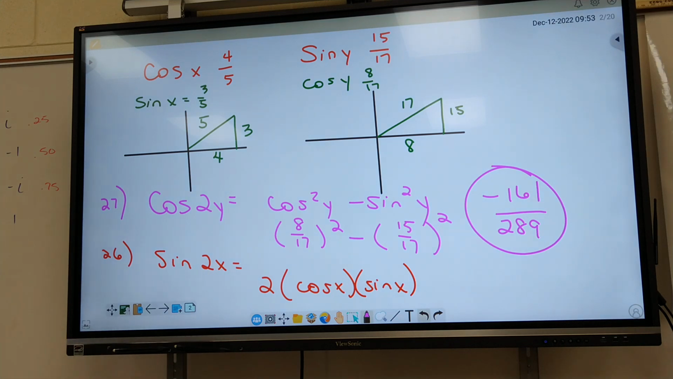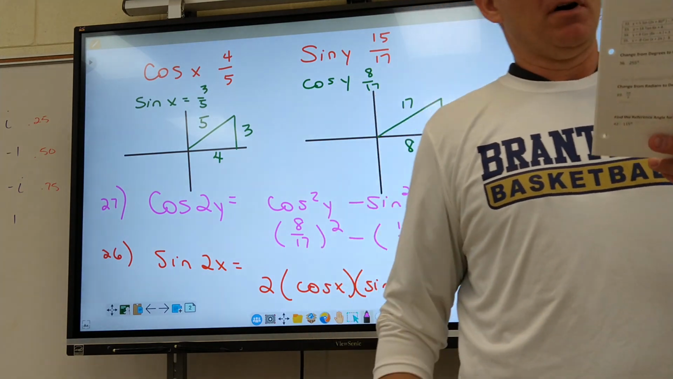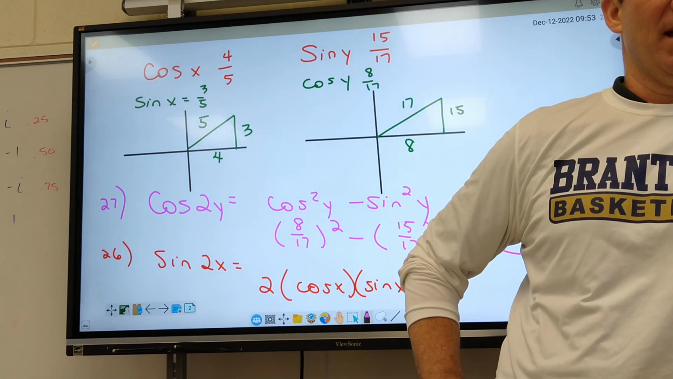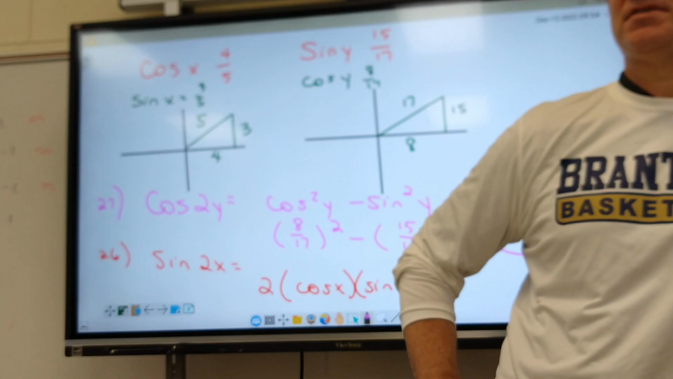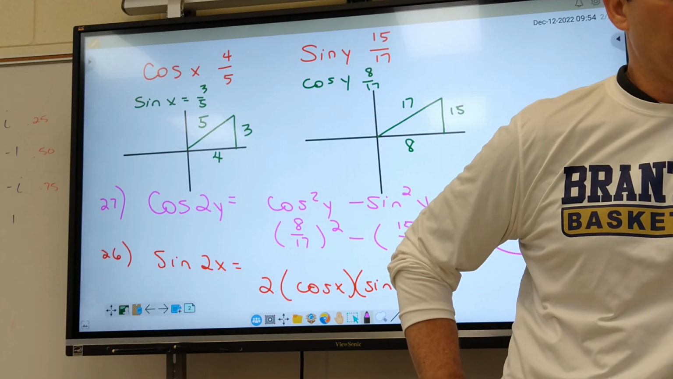All right, go to 28. 28 is really fast and really easy. Is the function that they're giving you odd, even, or neither? Well, guys, look at the exponents. What do you think? They're all even numbers, so that's an even function. That one's really easy. Won't take you 3 seconds on the final.